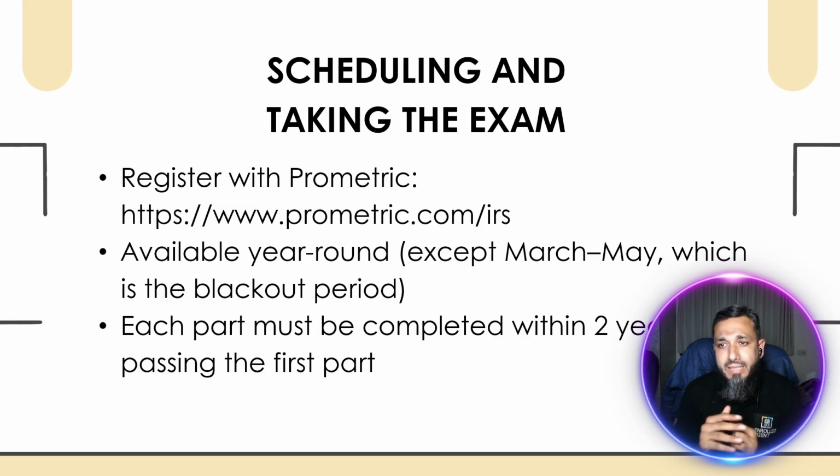Another point is that all parts must be completed within 2 years of passing the first part. For example, if you pass the first part in June 2025, then June 2025 to 2026 and 2027. So within a 2 year period, you need to complete all 3 parts. That 2 year period starts from the date when you completed your first part. So once you clear the first part, you need to complete the other 2 parts within 2 years of completing the first part.